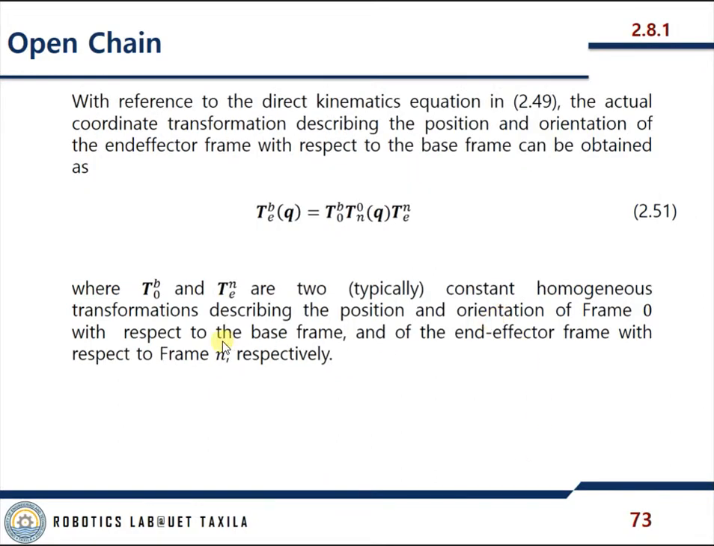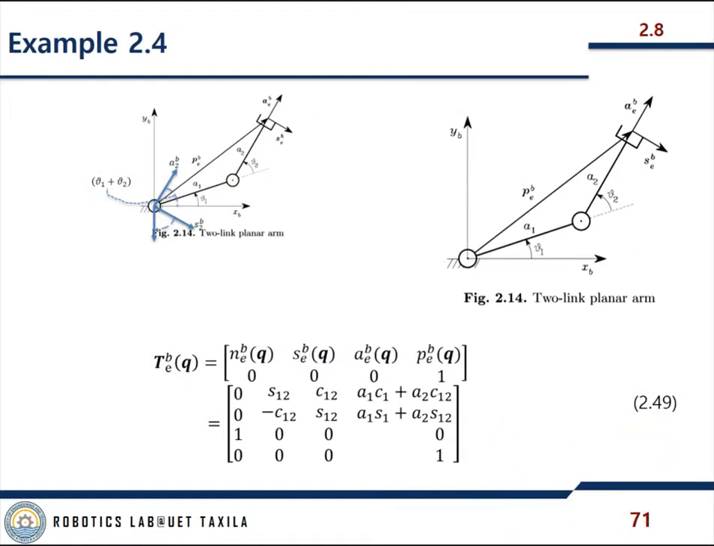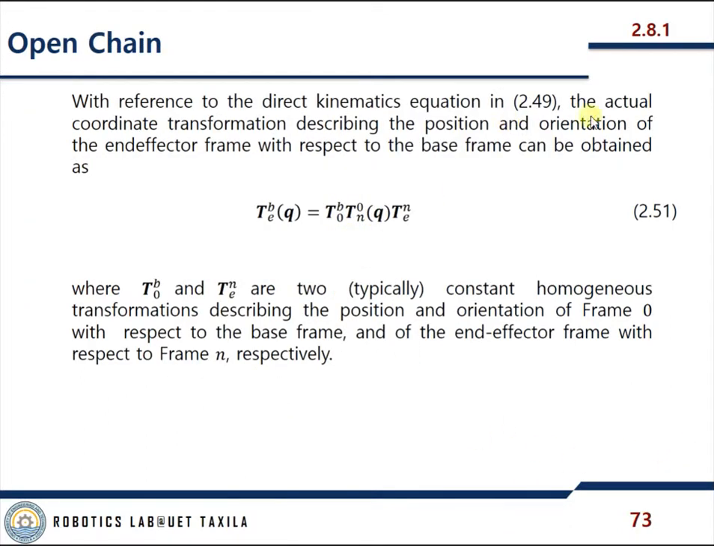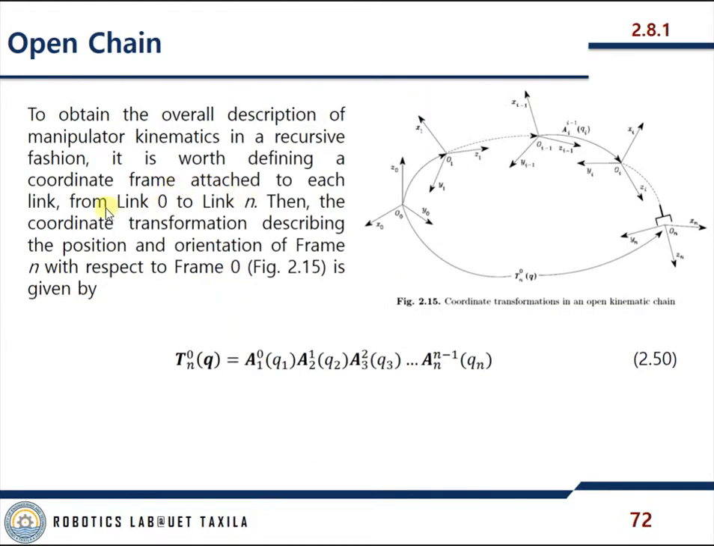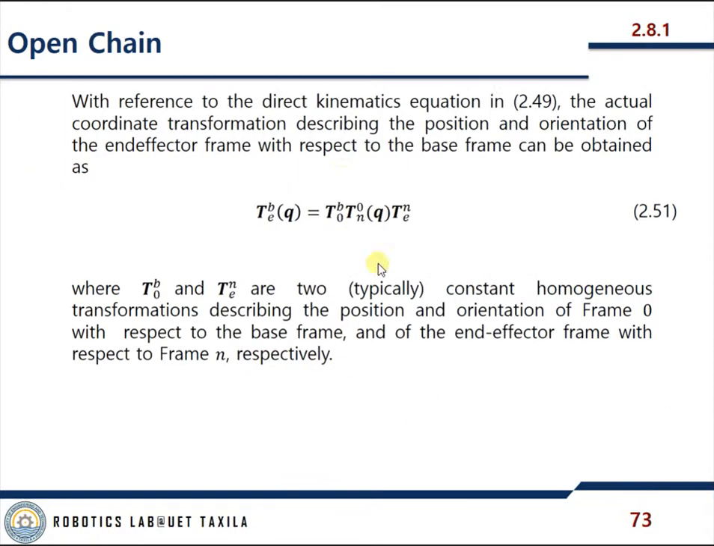Open chain, with reference to the direct kinematics equation 2.49, which is this one, and the actual coordinate transformation describing the position and orientation of the end effector frame with respect to the base frame can be obtained as this. It's the end effector to base frame. So from link 0, we move from link 0 to base frame.